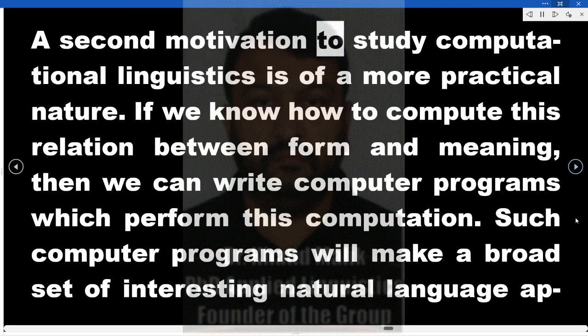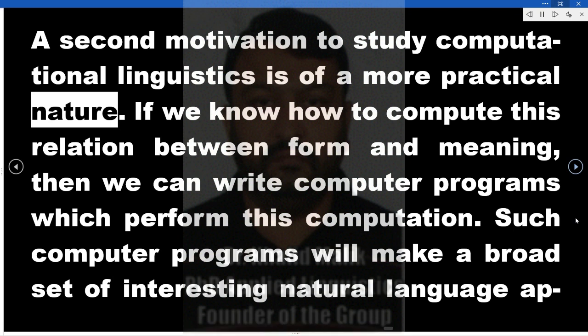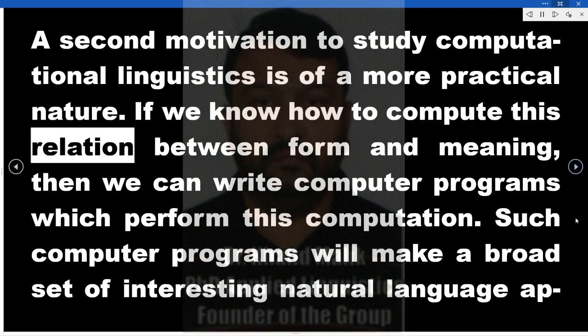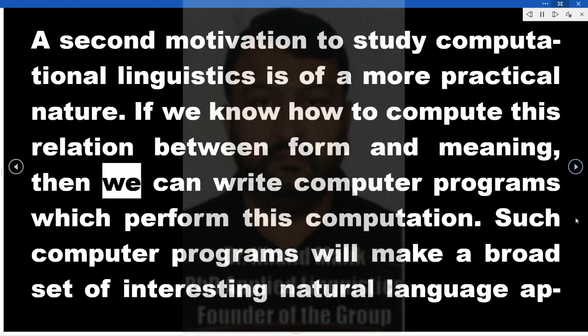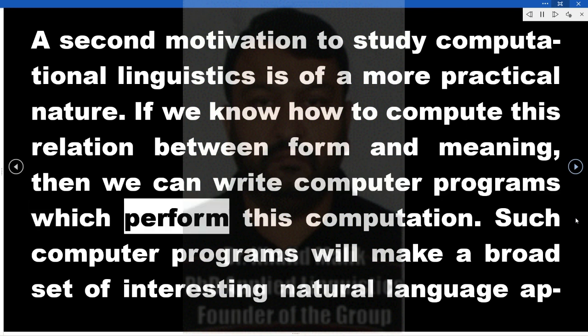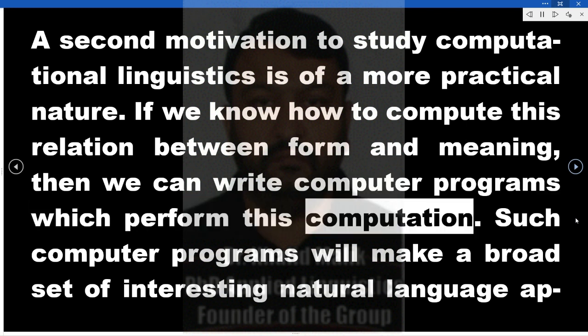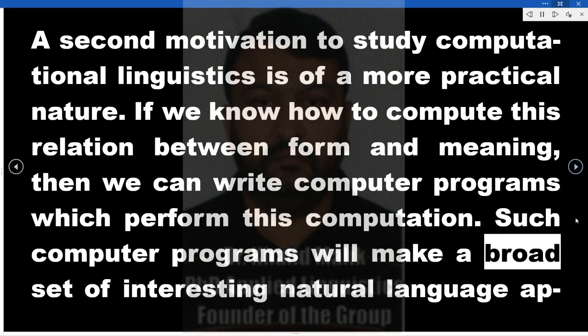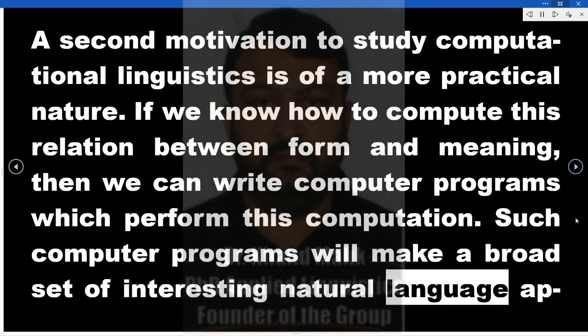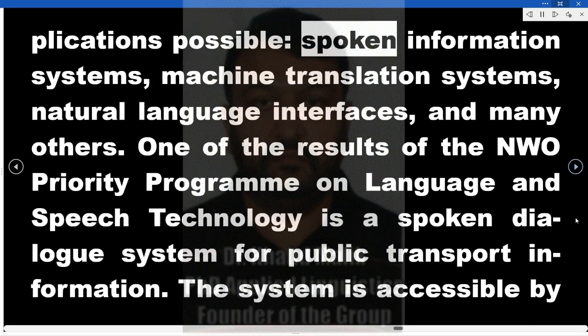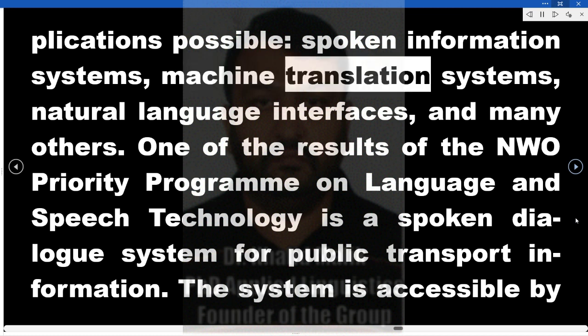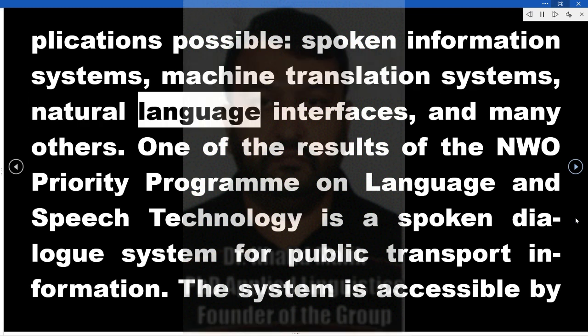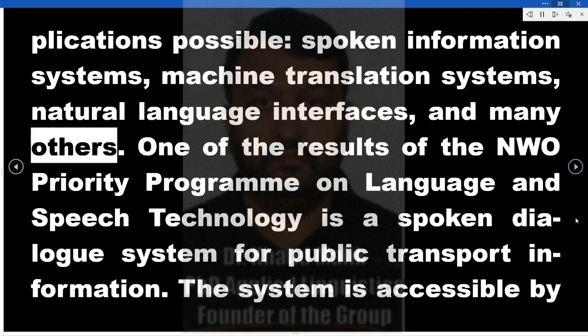A second motivation to study computational linguistics is of a more practical nature. If we know how to compute this relation between form and meaning, then we can write computer programs which perform this computation. Such computer programs will make a broad set of interesting natural language applications possible: spoken information systems, machine translation systems, natural language interfaces, and many others.